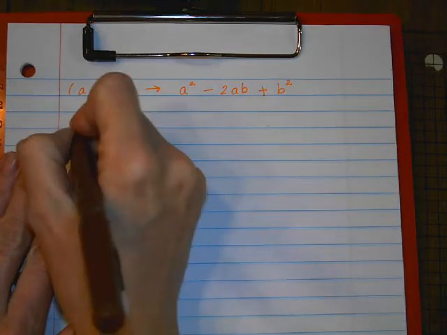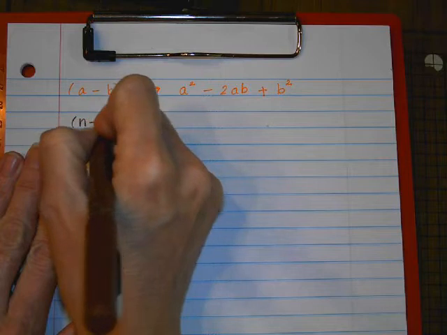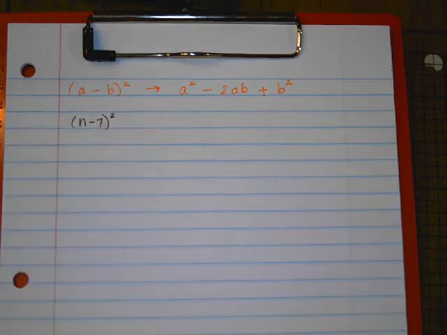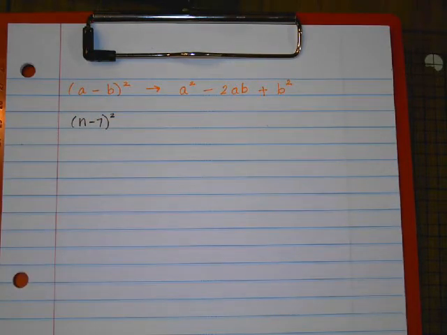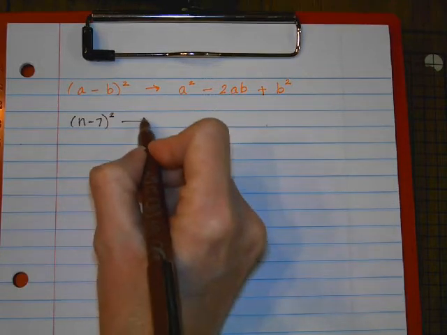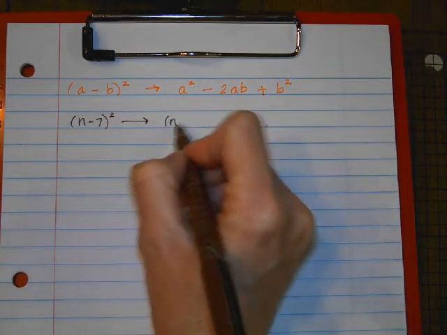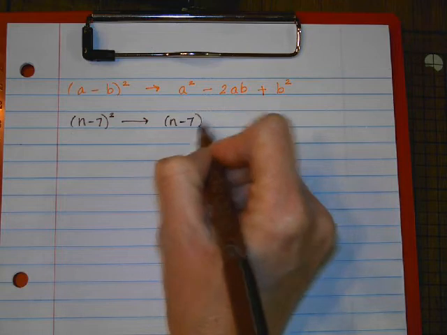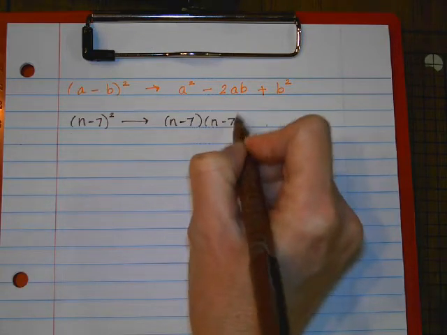All right, we're going to do n minus 7 squared. I'm going to show this to you the long way and then the short method. This literally means n minus 7 times n minus 7.